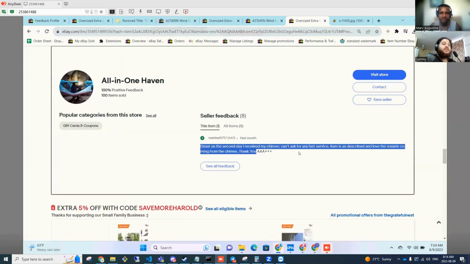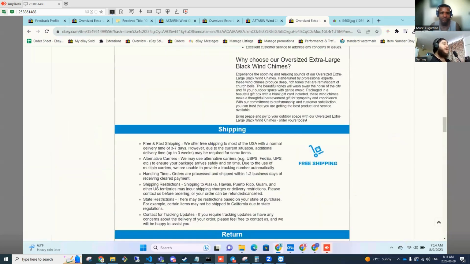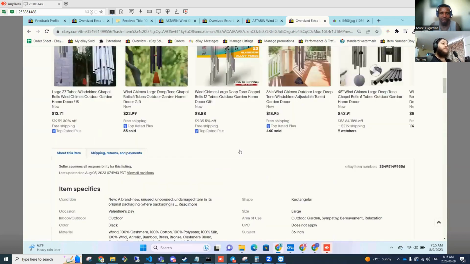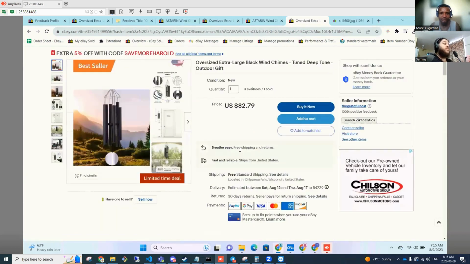Great on the second. I received my chimes. Can't ask for any faster. I love the sounds coming from the chimes. They're buying it because of passion. They love what they're hearing, and that experience, for them, it was worth $80. It could be worth $200. It doesn't matter. We could have put it for $200. We just have to make a great title that matches the price.